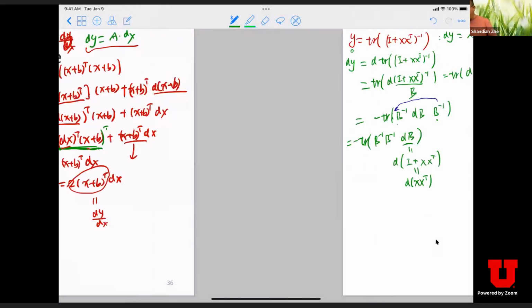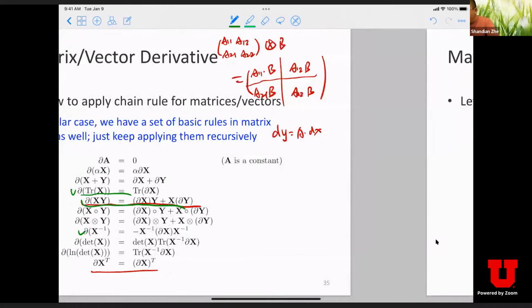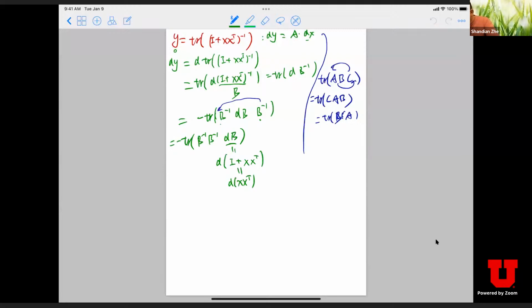Here again, the derivative of x times y equals the derivative of x times y plus x times the derivative of y. So we use it. This further equals dx times x transpose plus x dx transpose. So now we've got our derivative of B, and we'll just substitute that back here.